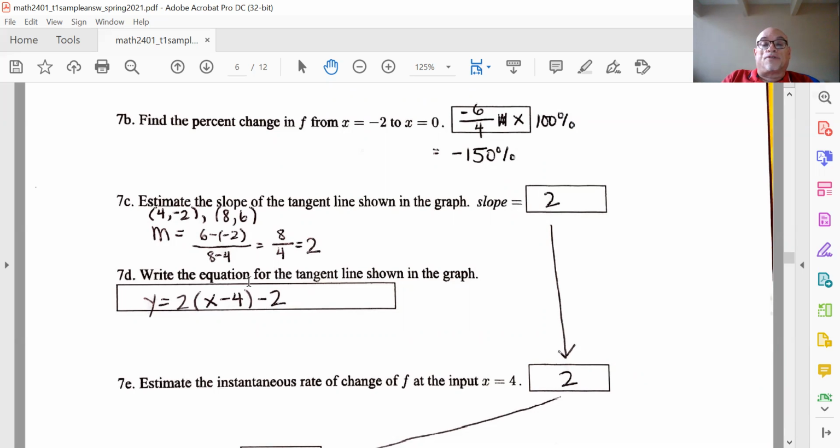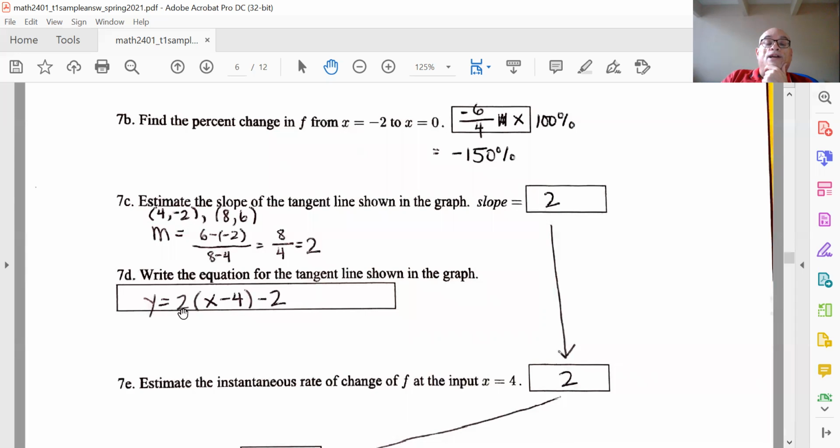What about the equation for that tangent line? That's very easy to write down in point slope form. If you have the slope of a line, like we do, the slope of this tangent line is 2, and you have a point on the line. We actually have 2 points on this tangent line, so we can use either one of them. Then it's very easy to write down the equation for the line.